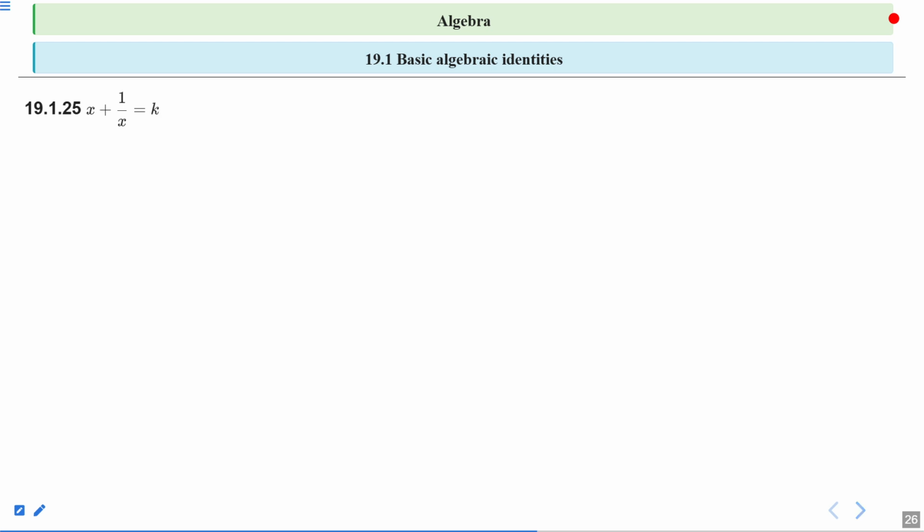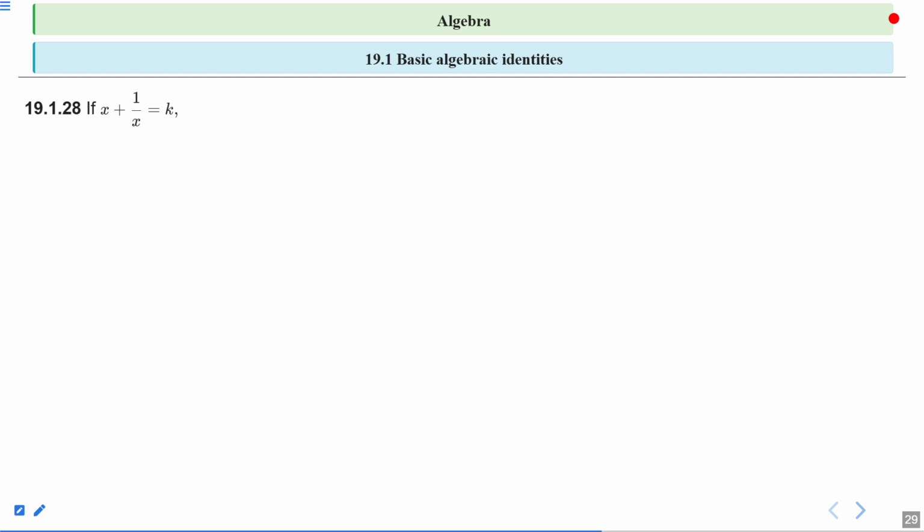Next, if x plus 1 upon x equals to k, so we can say that root x plus 1 upon root x equals to plus minus under root k plus 2. Next, if x square plus 1 upon x square equals to k, so x plus 1 upon x, directly we can write it plus minus under root k plus 2. If x square plus 1 upon x square equals to k, so x minus 1 upon x will become plus minus under root k minus 2.